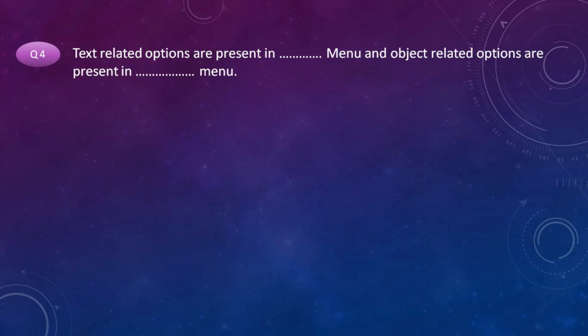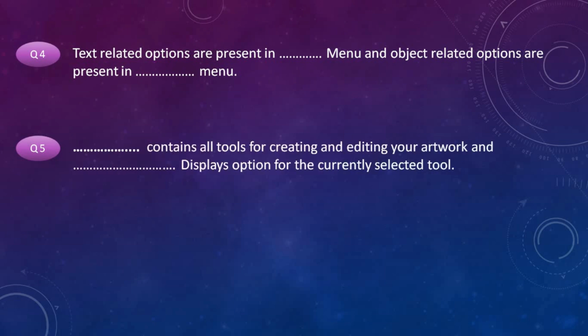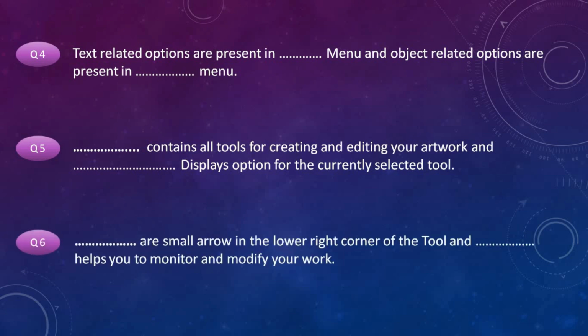Next question. Text related options are present in Dash menu and object related options are present in Dash menu. Dash contains all tools for creating and editing your artwork and Dash displays option for the currently selected tool. Dash a small arrow in the lower right corner of the tool and Dash helps you to monitor and modify your work.